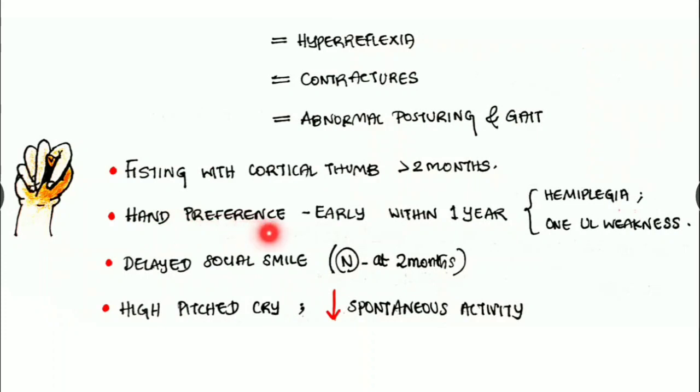Next, early hand preference within 1 year that we have seen, and it is in hemiplegia or in case of one upper limb weakness too. And we can see a delayed social smile in the baby. Normally it is seen at 2 months. The child will be having a high pitched cry, and there may be reduced spontaneous activity too.